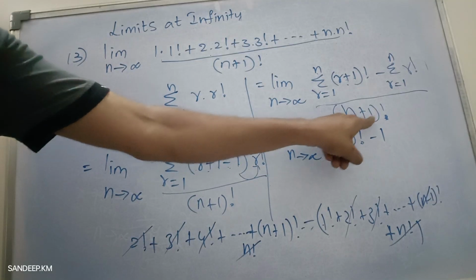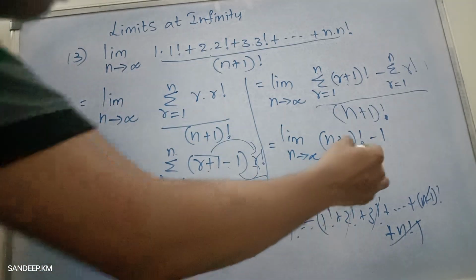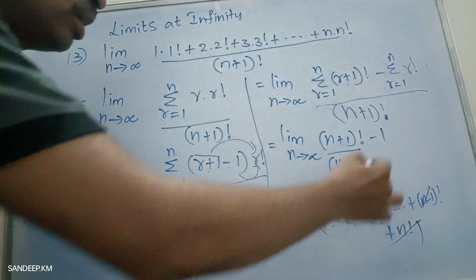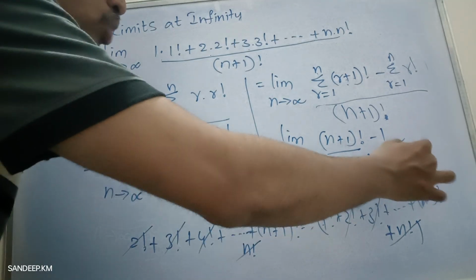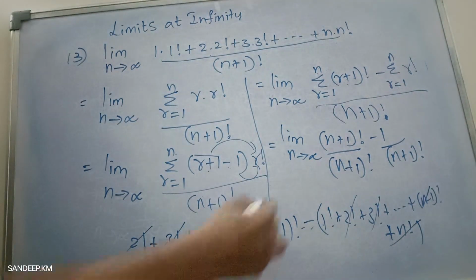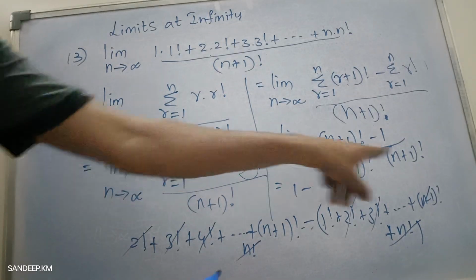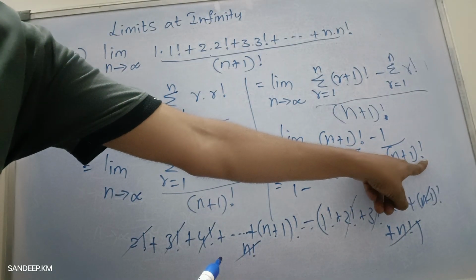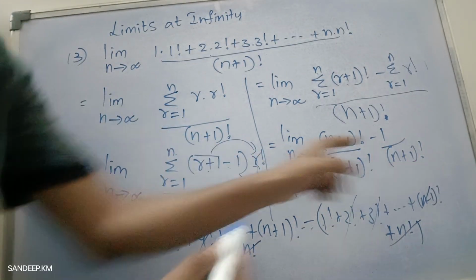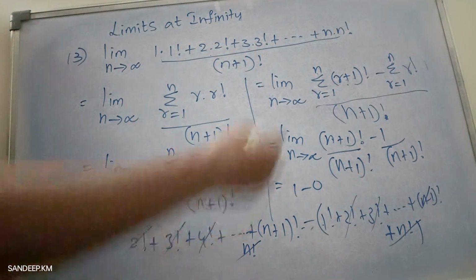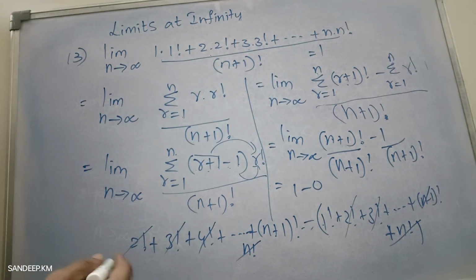And the denominator (n plus 1) factorial, you can separate for both of them: (n plus 1) factorial here and here also (n plus 1) factorial. So next, this will be 1 minus 1 divided by (n plus 1) factorial. As n approaches infinity, infinity factorial is also infinity. 1 divided by infinity will be 0. So what is the answer, dear students? The answer is 1.